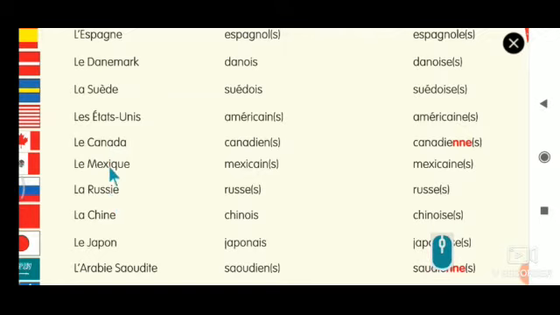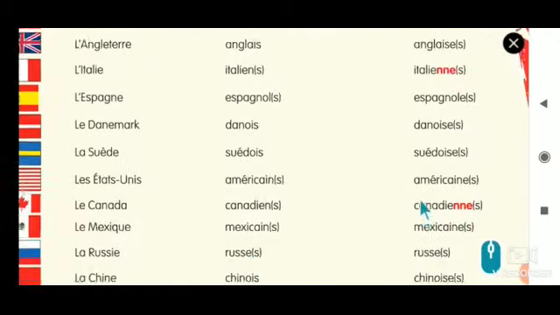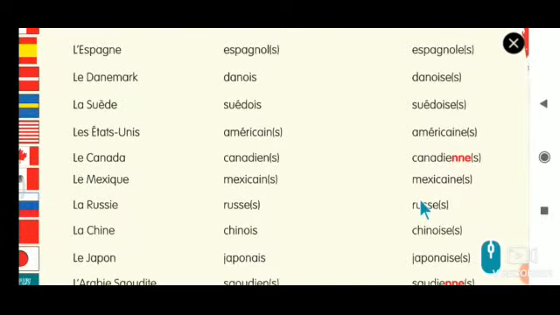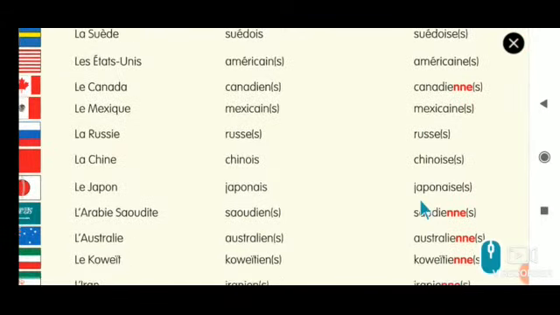Le Canada, Canadien, Canadienne. This is type 1, so hope you remember this, and the ending like that. Le Mexique, Mexicain, Mexicaine. La Russie, Russe, Russe. This is just like Suisse. There will not be any change. The same word will repeat.